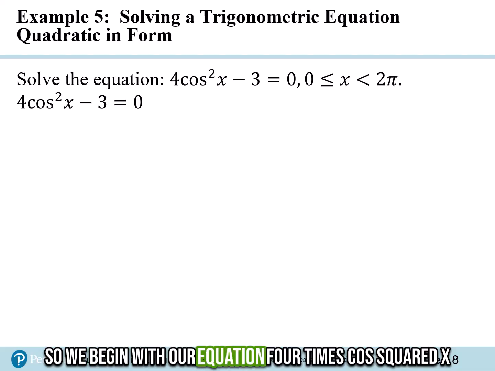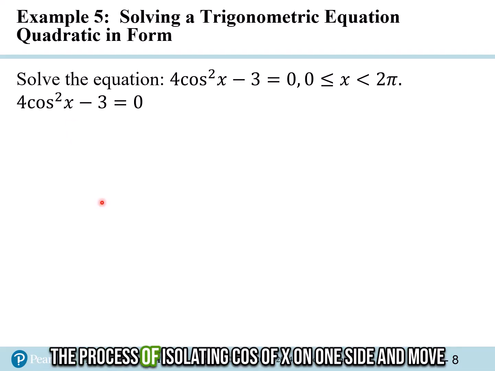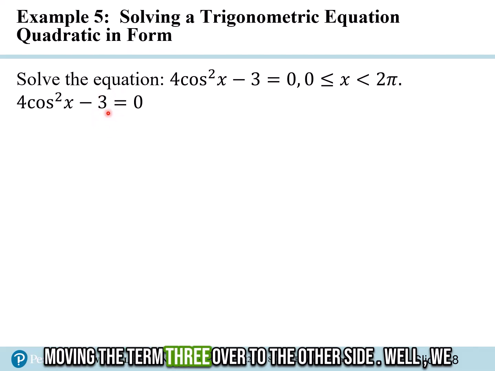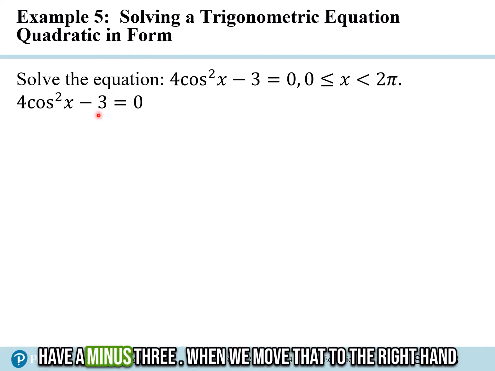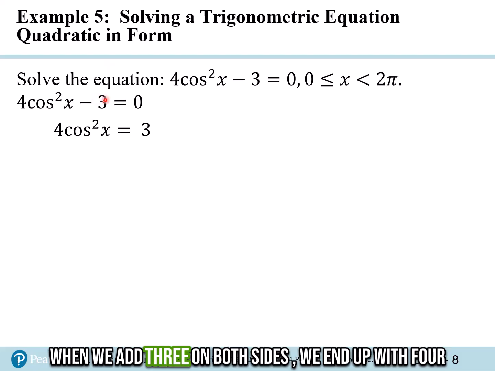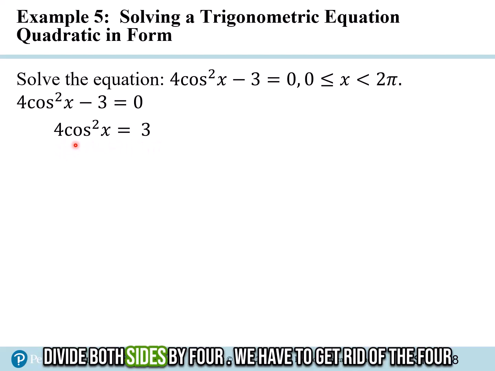We begin with our equation 4 times cos squared x minus 3, and then in the next step we have to start the process of isolating cos of x on one side and move everything else over to the other side. We will begin by moving the term 3 over to the other side. Well, we have a minus 3. When we move that to the right hand side, it will become a plus 3. So in the next step, when we add 3 on both sides, we end up with 4 cos squared x equals 3. The next step would be to divide both sides by 4.